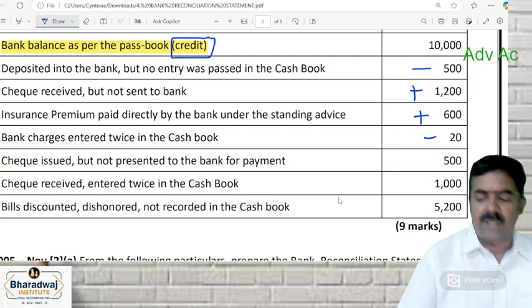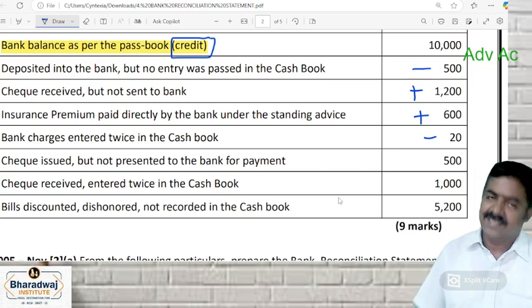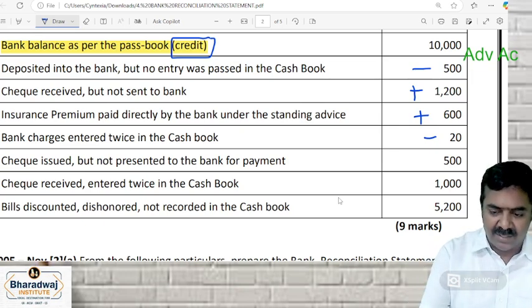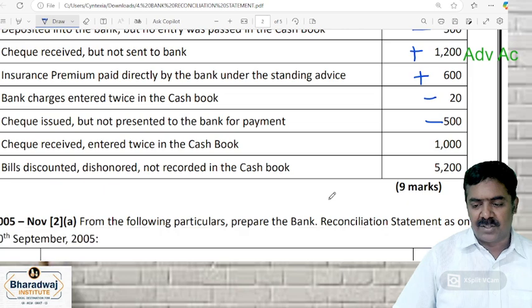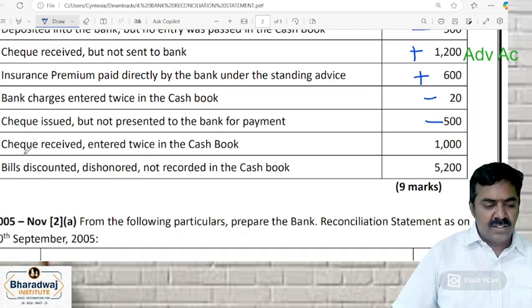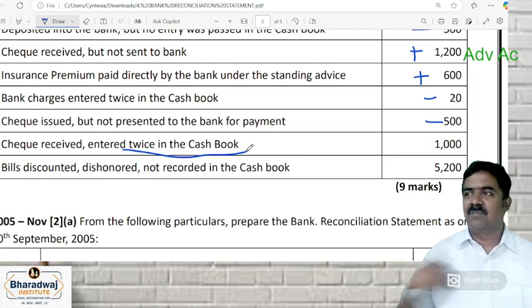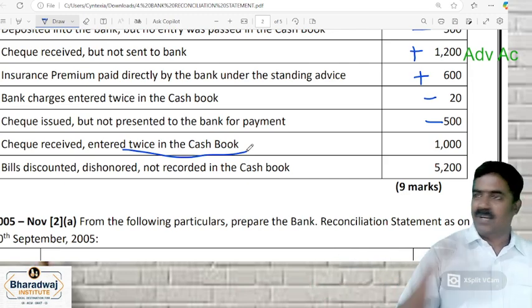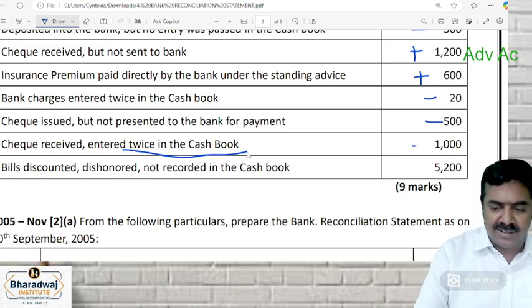Checks issued but not presented for payment. While issuing the check, what the customer would have done? Deducted. Nama pay pantama? So, minus. Customer has deducted. Let us also deduct it. Checks received, entered twice in the cash book. Inflow, 2 times they added in the cash book. Banker would have collected the check, added only 1 time. A customer adding, no problem. But customer extra 1 more time add panni vechirukka. Let us also add it.